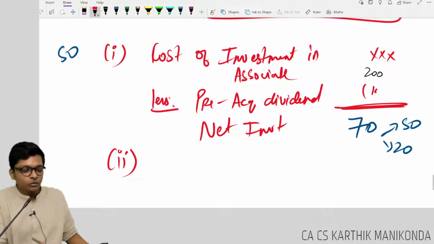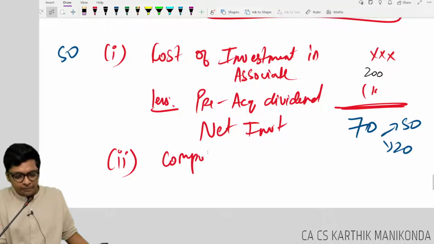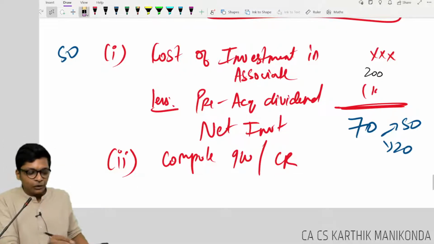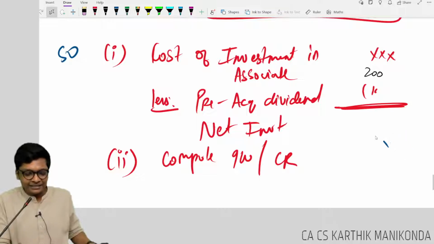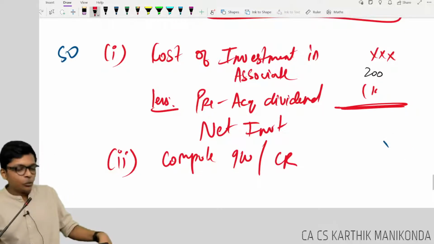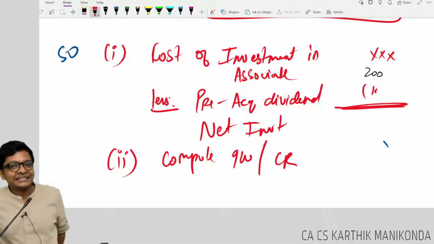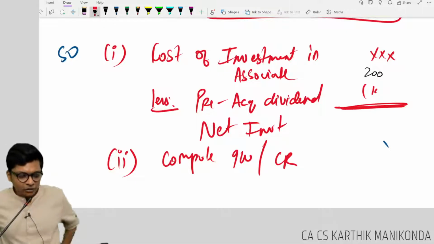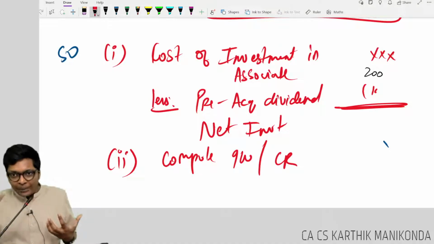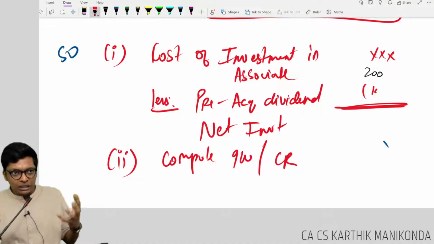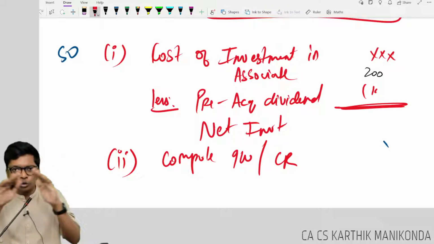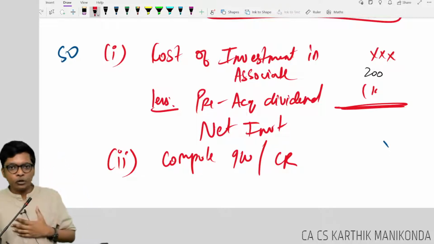So what is step 2? Compute goodwill or capital reserve. Capital reserve means reduction from the value of investments. Are you following, guys? So the second step is the same as what you did in consolidation of subsidiary. How to find goodwill? Same: what you paid versus what you got. That's step 5 in consolidation of subsidiary. Copy, paste, no change.